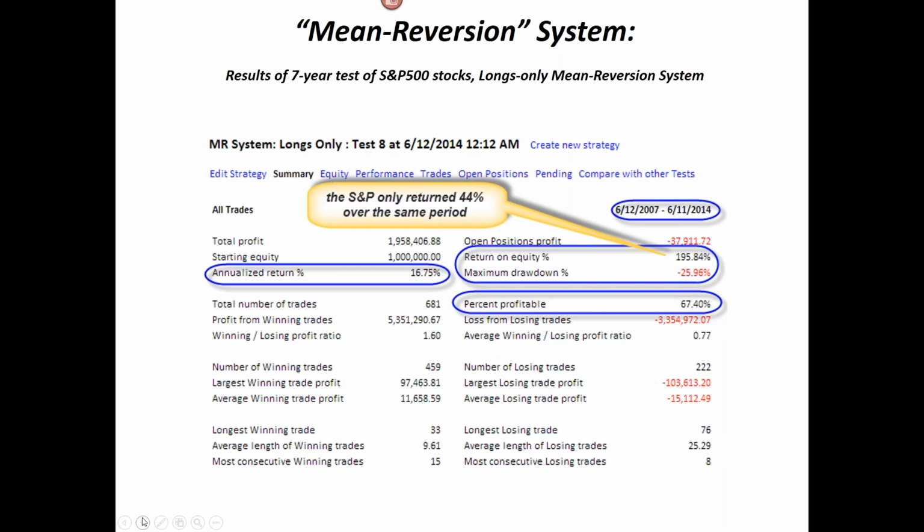And then I applied that mean reversion system over a 7-year look-back period and compared it to the S&P 500. And I'm applying the mean reversion system only to stocks within the S&P 500. So you're only trading stocks in the S&P 500, right? Big cap stocks, big blue chip stocks, stocks that are owned by all the index funds, lots of volume, not a lot of volatility in these stocks. These are very low beta stocks.